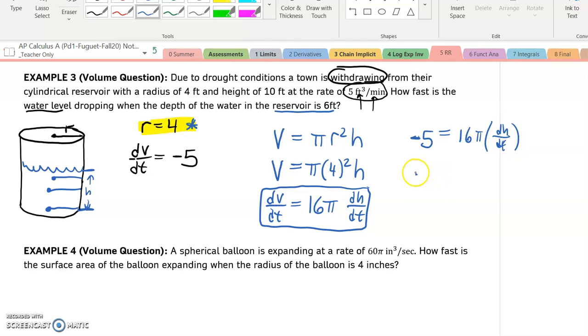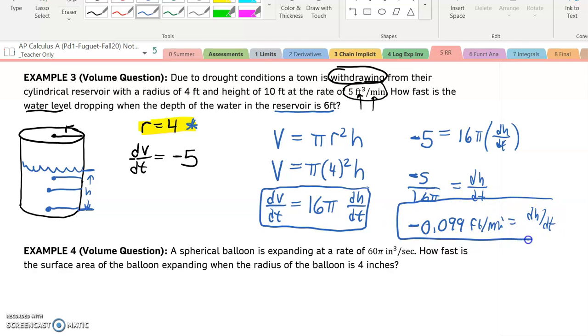So if I divide both sides by 16 pi, I get -5 over 16 pi is my dh/dt. And when you simplify that, we get a very small number, -0.099 feet per minute. And that's going to be my dh/dt.